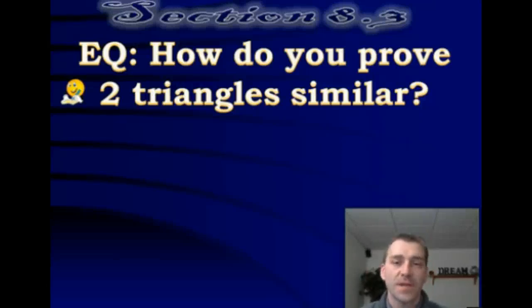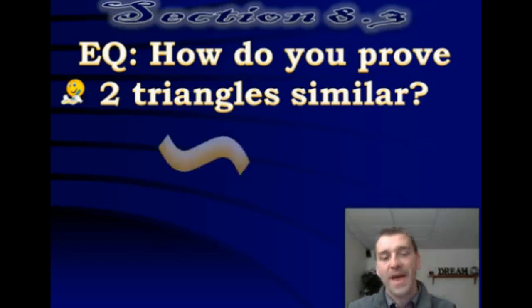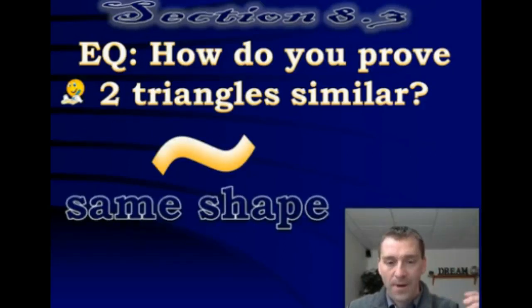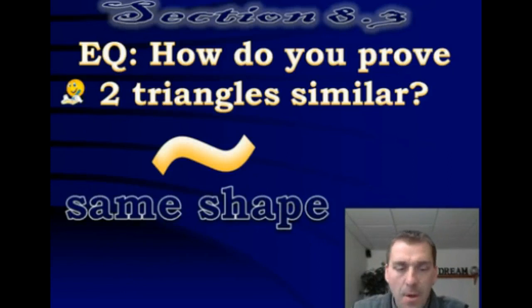Section 3, Chapter 8. You see the essential question: how do you prove two triangles similar? Remember, that is the shape. Always funny, I feel like it looks like a macaroni noodle. Regardless, remember that means same shape. That is what we're talking about: similar figures, more specifically in this video, similar triangles.